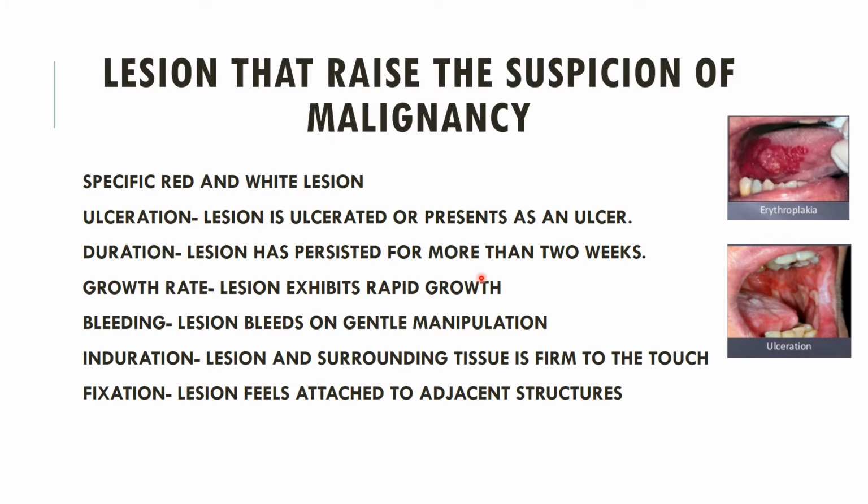Then the growth rate. So if the lesion exhibits rapid growth, it can be malignant. It is not benign in that case. Then the bleeding. So the lesion bleeds even on gentle manipulation. Next is the induration. So the lesion and the surrounding tissue is firm to the touch. So when you're touching the lesion, you will see that it is firm on touching. Next is fixation. So the lesion feels attached to the adjacent structures.